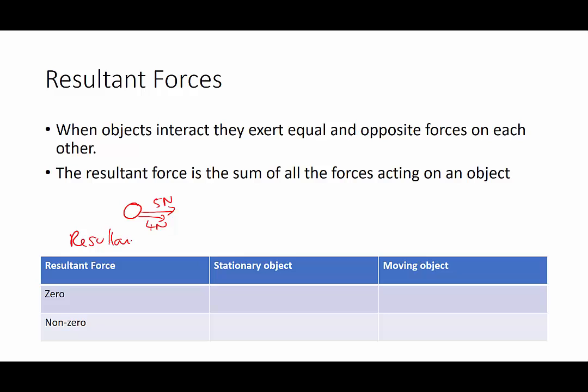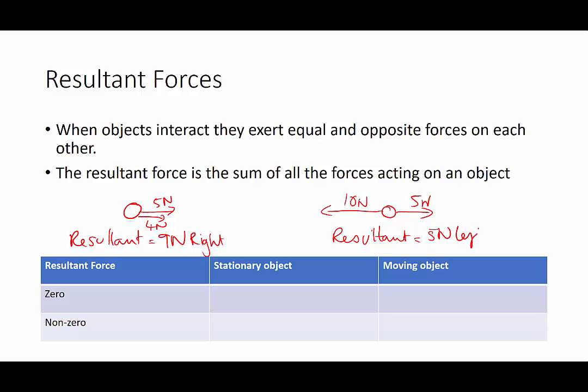The resultant force is the sum of all the forces acting on a single object. So in this first example, we've got a 5 newton and a 4 newton force acting in the same direction, so we add the two forces together to get a resultant force of 9 newtons to the right. In this second example, our forces are acting in opposite directions, so we need to subtract them, so we do 10 minus 5, which gives us a resultant force of 5 newtons, and that will be to the left.